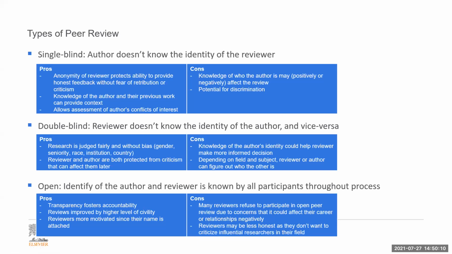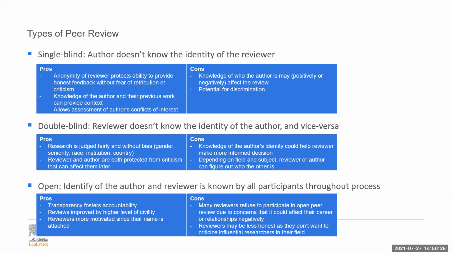The first type is single blind review. This is when an author doesn't know the identity of the reviewer, but the reviewer can see the names of the authors. This helps to protect the anonymity of the reviewer, but it could bias the reviewer if they're familiar with the author, whether good or bad.